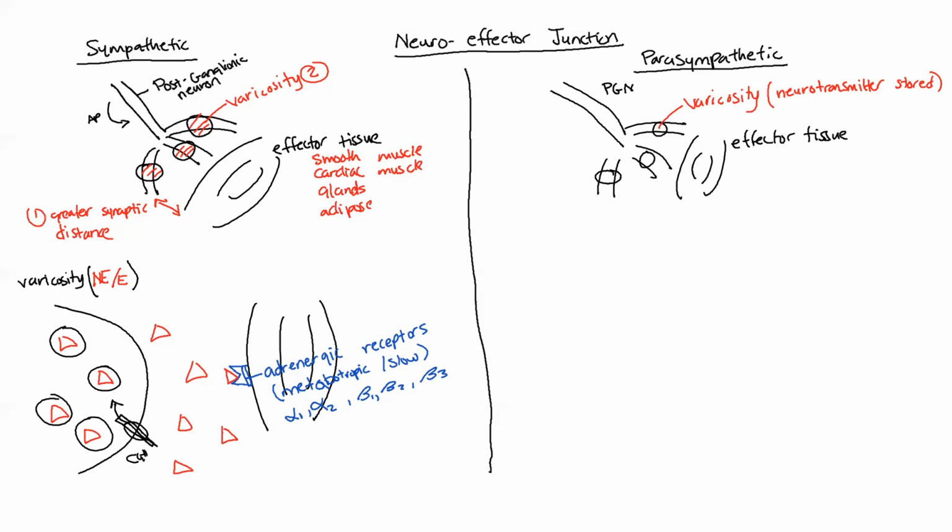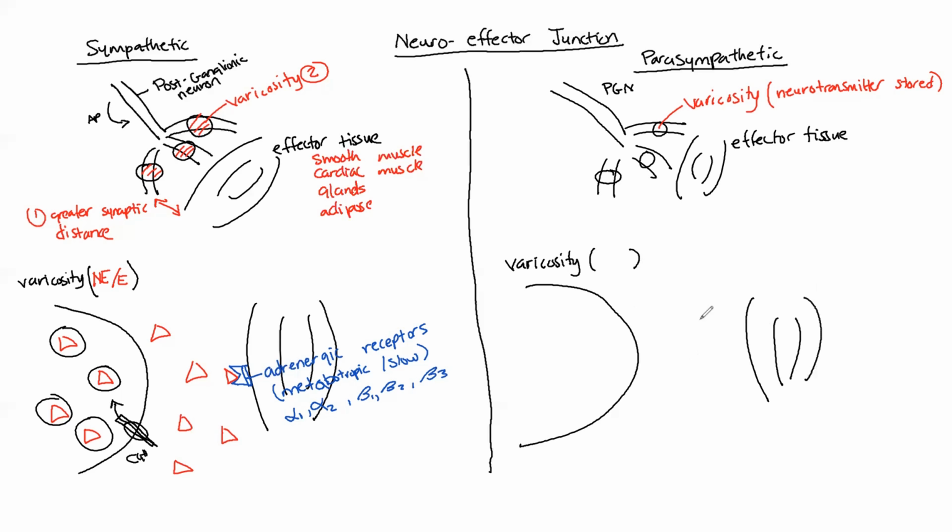All right, let's look at the parasympathetic side. So what is the neurotransmitter that we're going to encounter here on the parasympathetic side? Again, think about our varicosity here, which has X neurotransmitter. I'm going to wait for someone to help me with that. What neurotransmitter are we looking at if we're thinking about the postganglionic neuron on the parasympathetic side?